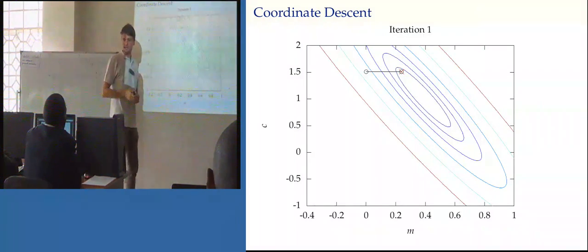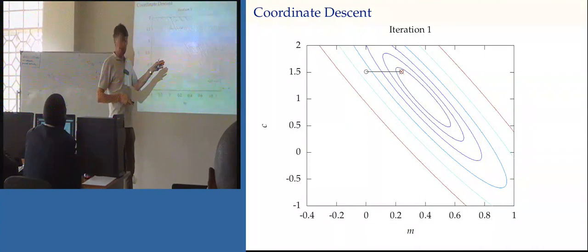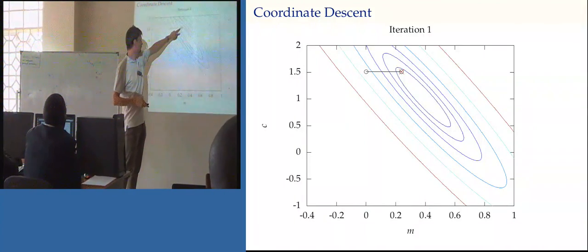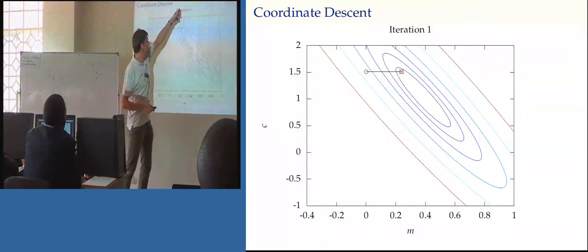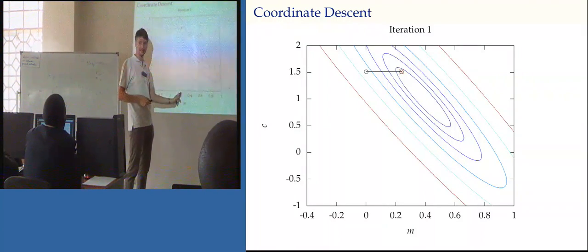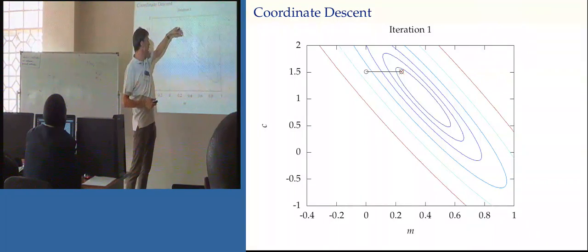Does that make sense? That's our update for M. And now, given that update for M, we can try and update for C. So now when we do C, we're taking a slice in this direction, and we're going to try and find the minima in this direction.